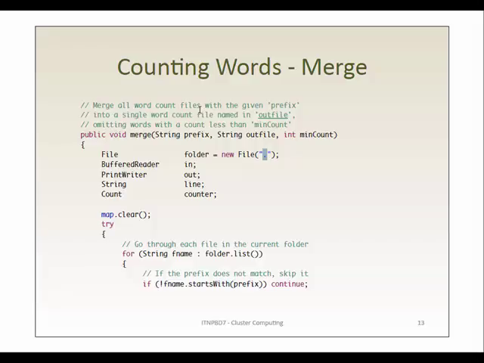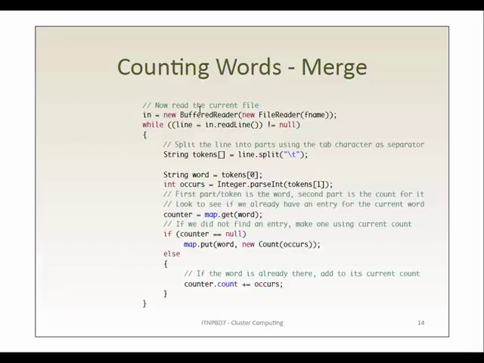But what I do know is, if I get to the line after here, I know I've got a file that begins with my prefix. So I know it's a file that should contain counts. Now I open this file, and now I start reading lines from it. And all I have to do now is split that line. Remember I used a tab to put the word tab count? Well, now I'm going to split by tab.